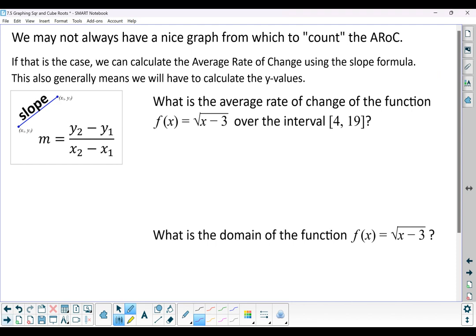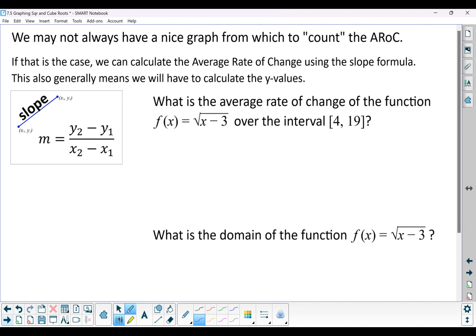We might not always have a nice graph from which to count the average rate of change. I was using the grid to just figure out the slope, but we don't need a graph in order to figure out average rate of change. We can calculate average rate of change using the slope formula, because average rate of change is just a type of slope. It's just an averaged slope. So we might have to do it from the function instead of from the graph. This generally means we're going to have to calculate our y values.